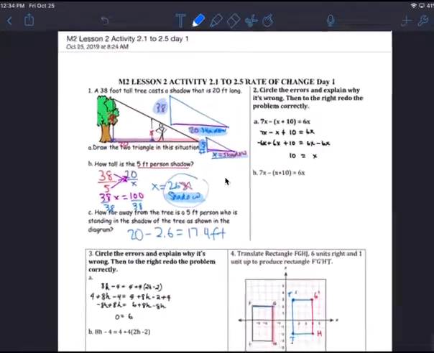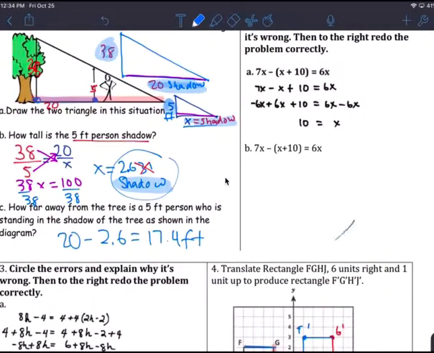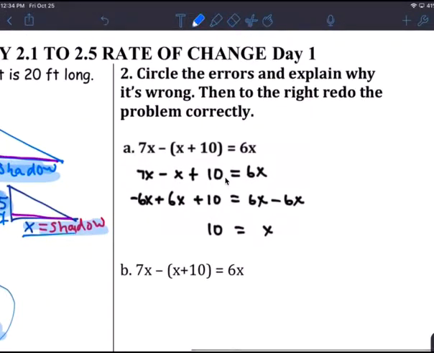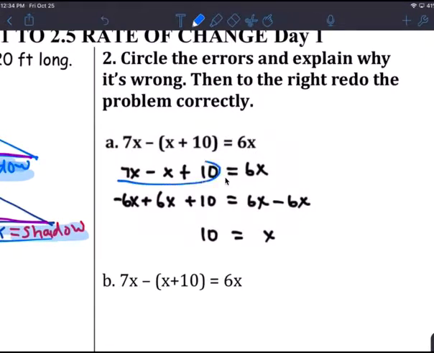This is your homework. All right. Well, we went over this just in case you didn't copy it or were absent. The error is right here, and the answer here is incorrect.